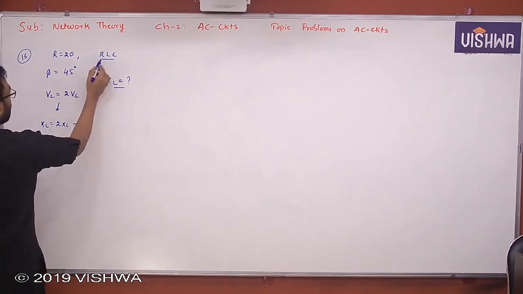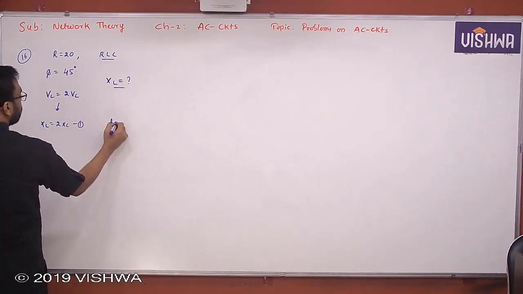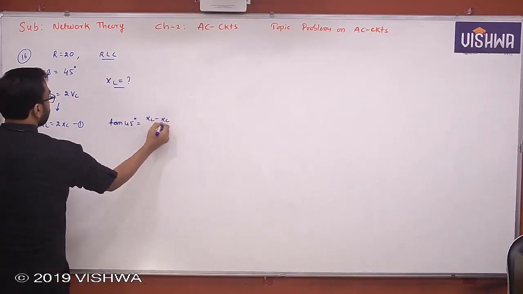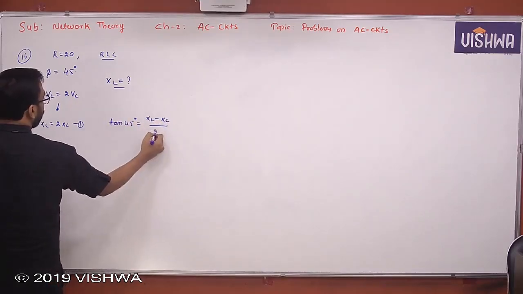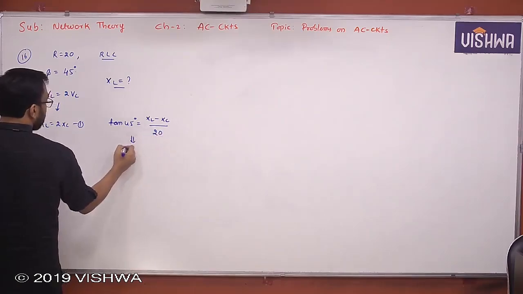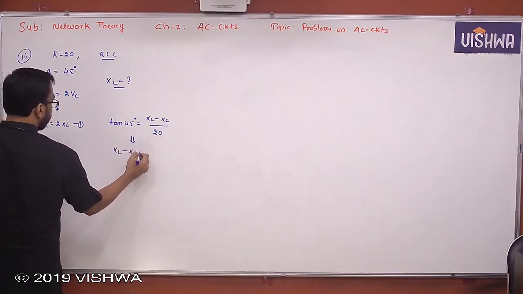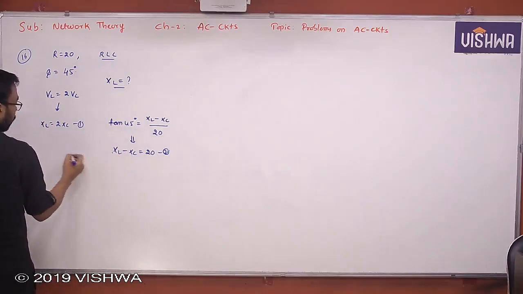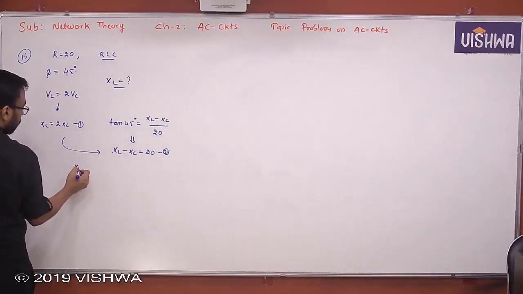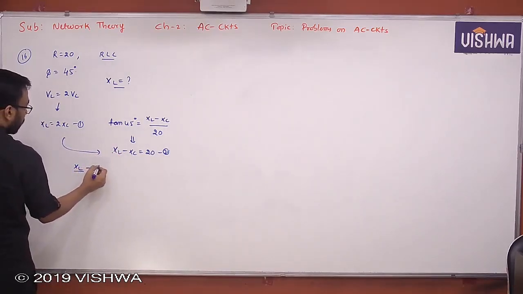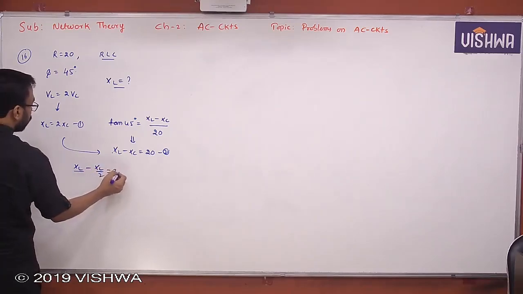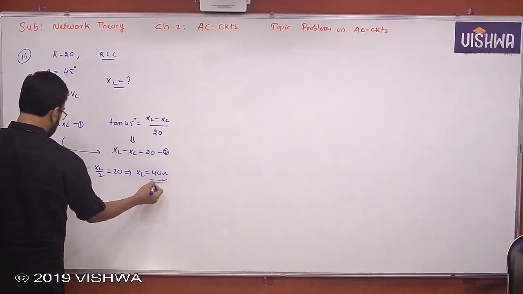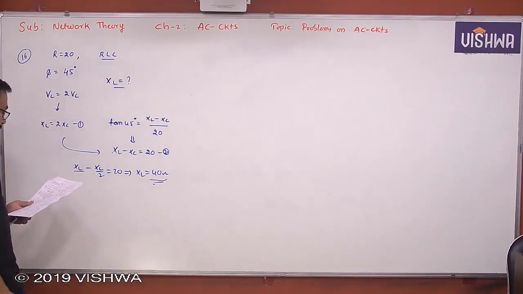And the angle is given for the RLC series circuit. You also know that tan phi, that is tan 45, is equal to (XL minus XC) by R. R is how much here? 20. So from this I can say XL minus XC is equal to 20. Second, substitute this XC value in this. So XL minus XL by 2 is equal to 20. From this XL can be given as 40 ohm. So options are given. Option C is correct.